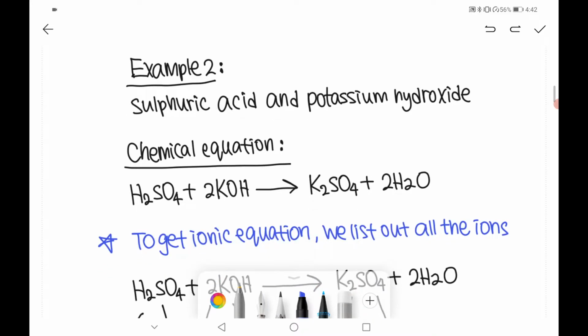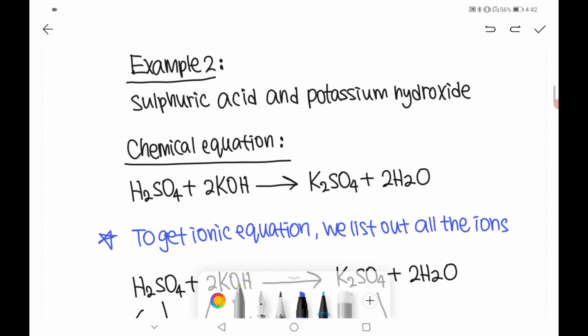What if now we have sulfuric acid react with potassium hydroxide? So this is the chemical equation. I hope everyone knows how to write this chemical equation. If you don't know, please do a revision. Please revise back lesson number 2. Everyone must know how to write a balanced chemical equation for the reactions between acid and alkali.